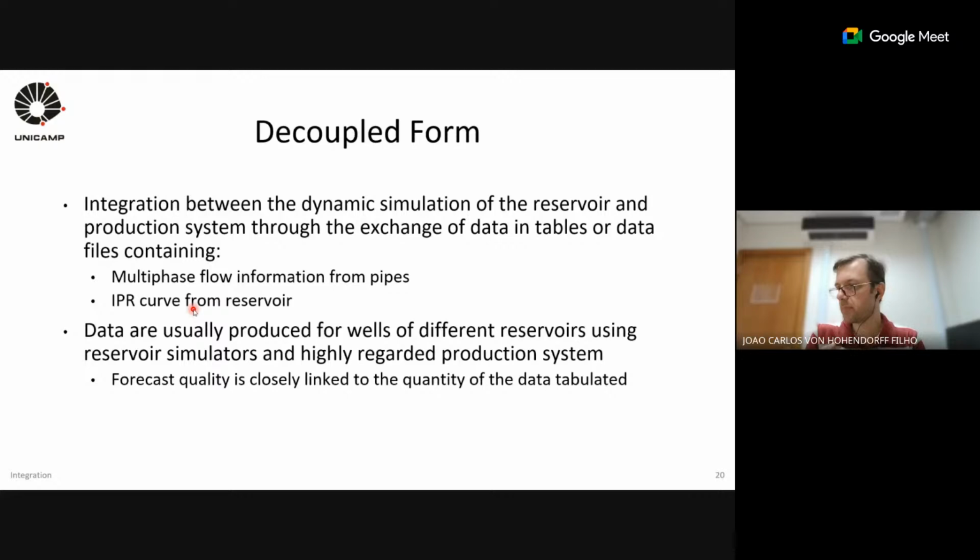Using data in terms of the behavior from these reservoir simulators, you can pass this information to the production system simulator. We can calculate some parameters that are important for the reservoir simulation, include this data as a table inside the reservoir simulation, and do our forecast for the field. Of course, the forecast quality is closely linked with the quantity of the data in these tables.